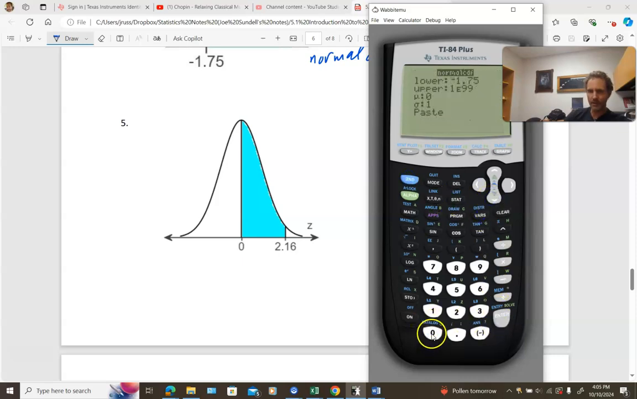So my lower bound now is just 0, and my upper bound is 2.16. And again, keep these parameters the same, paste that in there, and we get about, this is close to 50%, and the reason is because 2.16 standard deviations above the mean, that's the majority of the right side of that tail, okay? So that's why this is close to 50%.